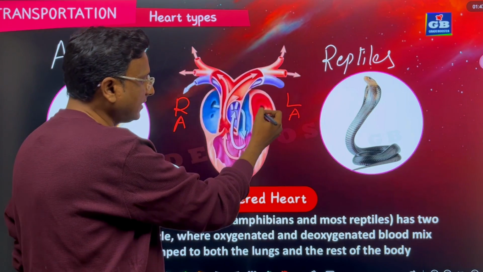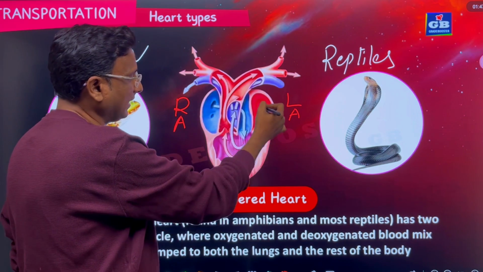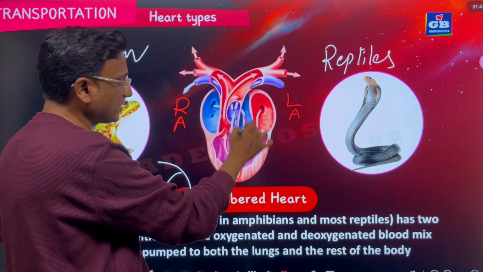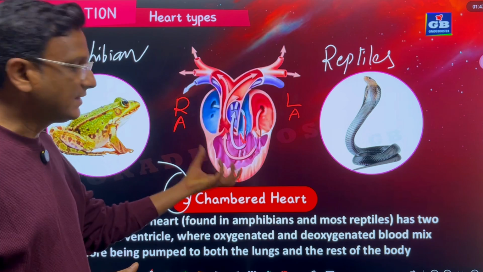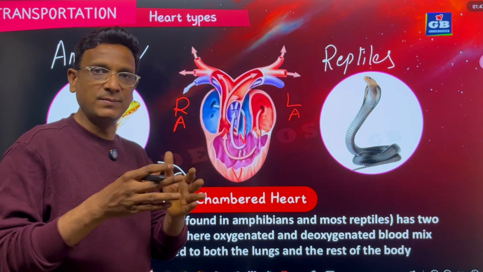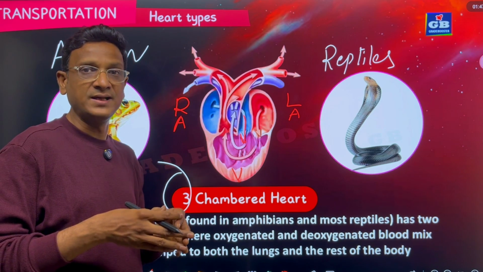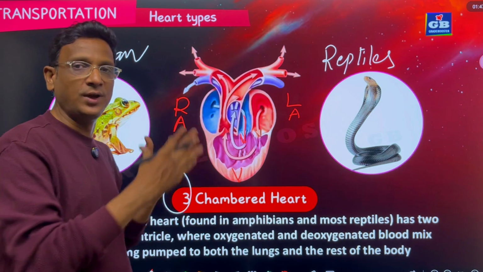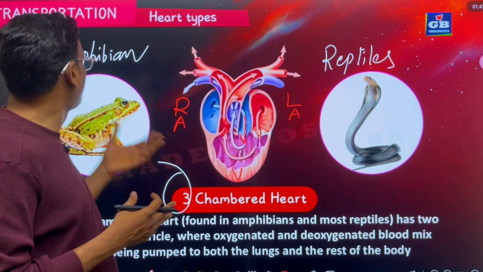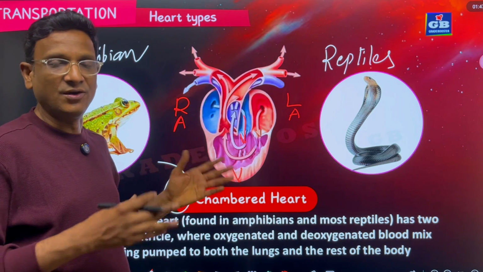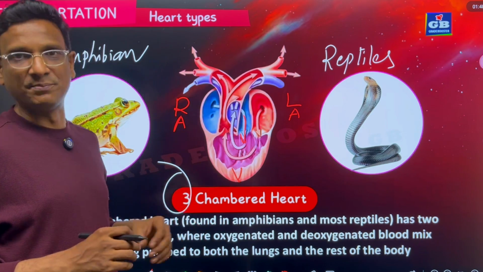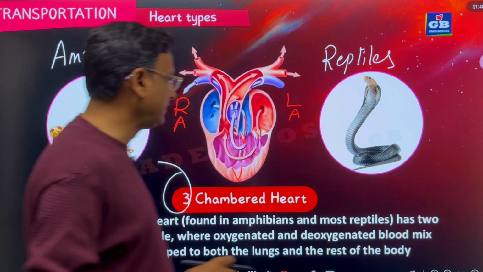So here the oxygenated blood from the lungs enters into the ventricle, and the deoxygenated blood from the body parts also enters into the ventricle. So in the ventricle the blood is mixed, the oxygenated and deoxygenated, both the bloods are mixed here, right. So the mixed blood is supplied to lungs and the mixed blood is supplied to body parts. So in case of amphibians and reptiles, oxygenated and deoxygenated blood is mixed together in the ventricle and it is supplied. So that is the case of 3-chamber heart.